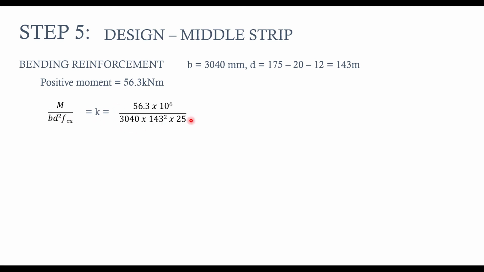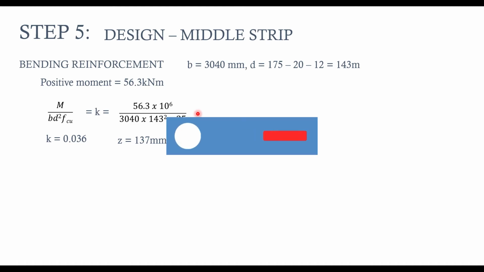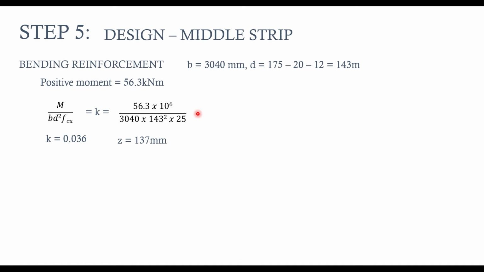fcu is the strength of concrete. For this example, we are assuming 25. So based on this, you are going to end up with a K value of 0.036. From there, you can calculate your z. So your z is going to be 137 millimeters. I think all of this is understood right from the design of solid slab. If you did not understand this, you can check my video on design of slab. I will also leave the link in the description of this video, or you can check the top right corner of this video right now.